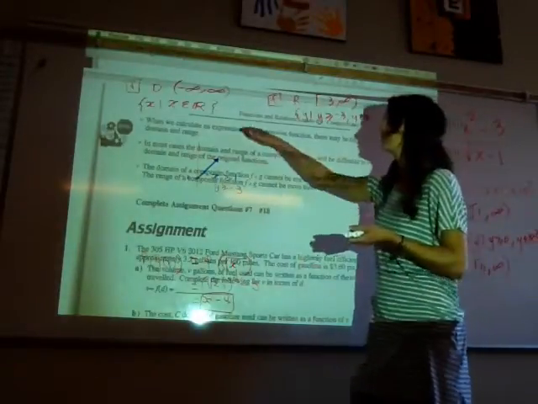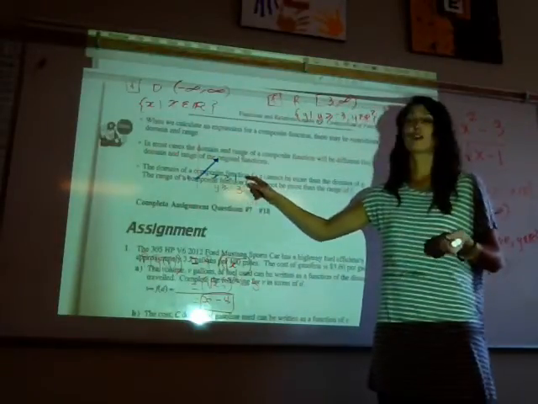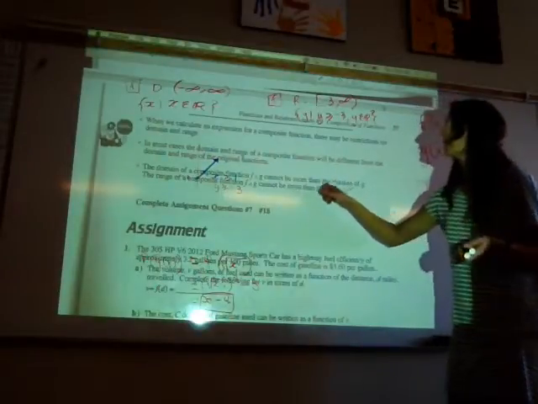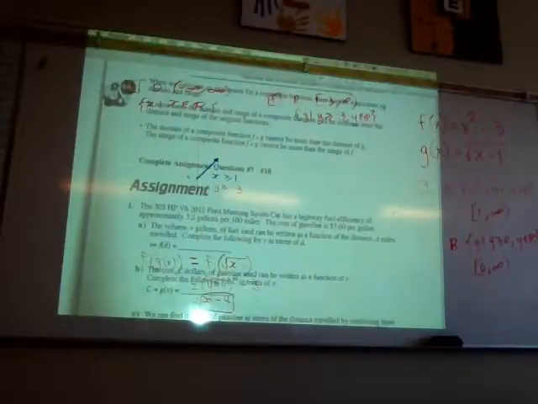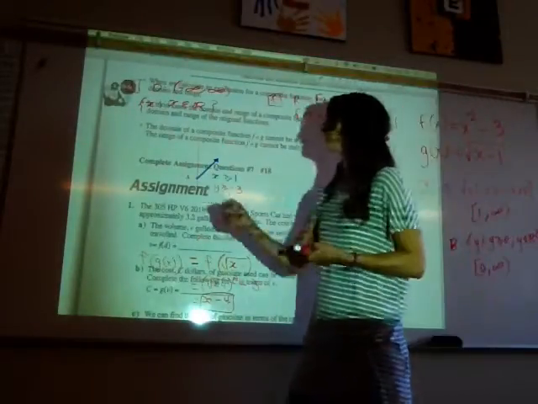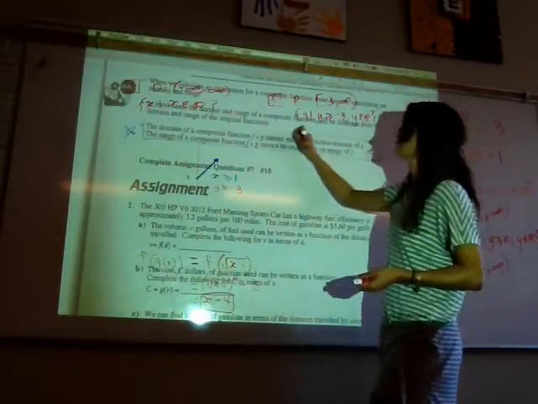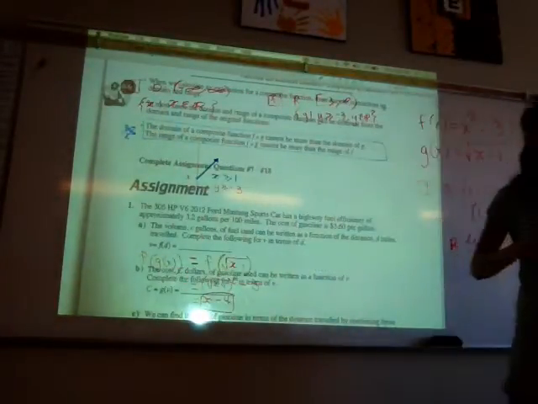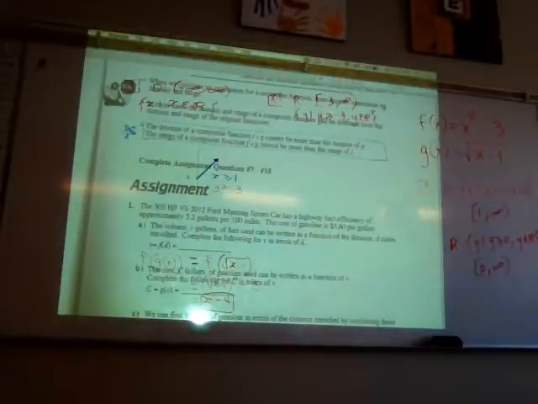For example, the domain on f of x was all real numbers. What was the domain on the composite? Greater than or equal to 1. So those are different. The third point is the most important here. I want you to just put a star beside that, or a box around it. So the domain of the composite function, f of g, cannot be more than the domain of g.